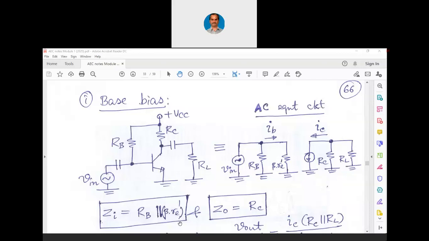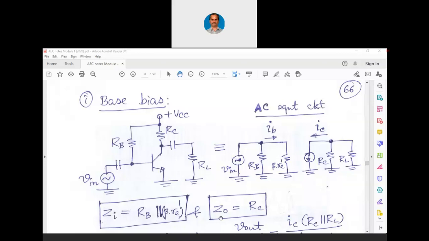So we can find out this RE dash. We already know beta. We can find out beta into RE dash. And we already know RB. Without actually conducting the experiment, we are computing the input impedance of the amplifier.